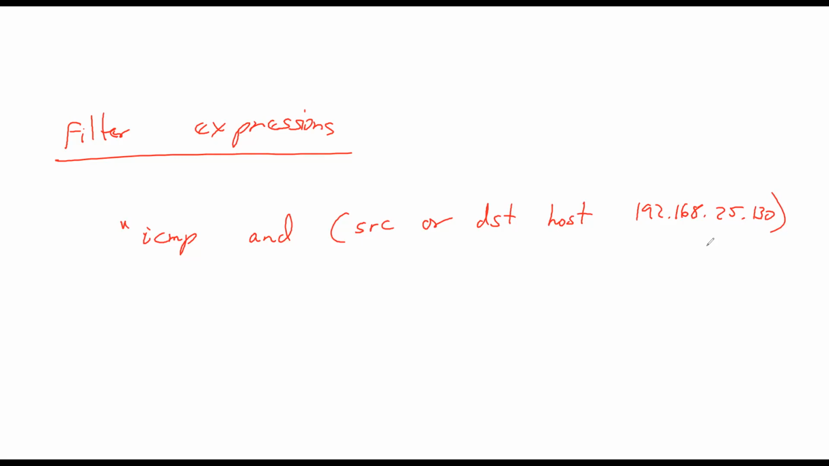And also, if you want to make it even more complex, you could say "and source or destination host," and then just some other host. Let's say you want to limit it to a couple of hosts, 131, and you can see that. This is usually in double quotes in the filter expression. And that's really all you have to change. Okay, guys?